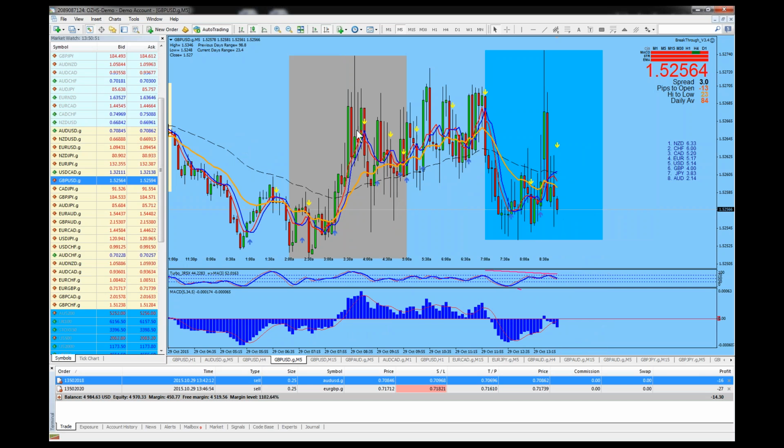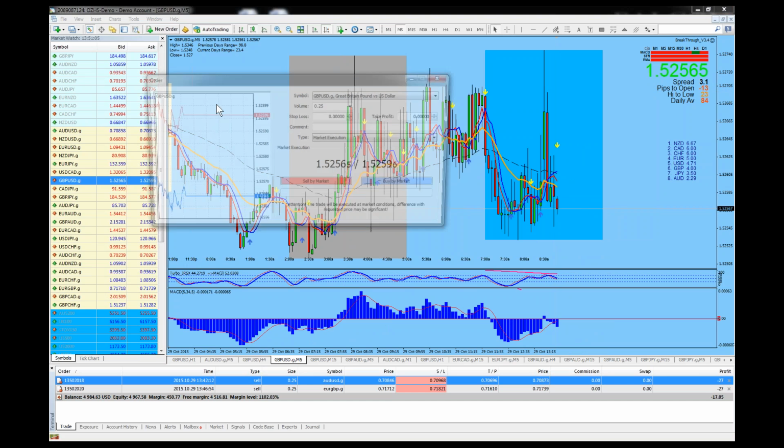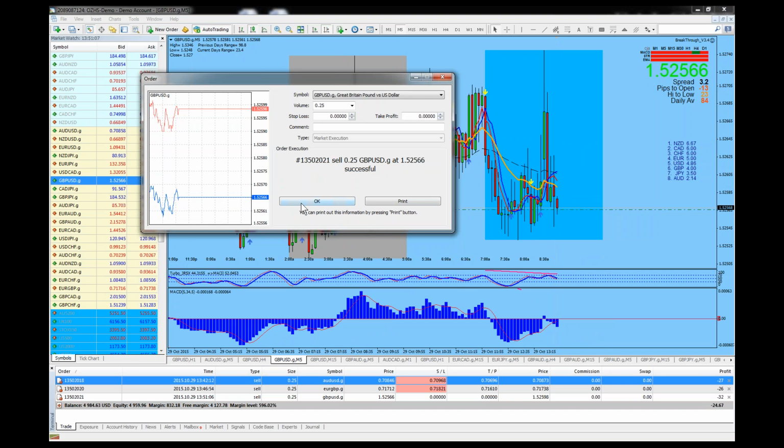What kind of battle went on last night? Yeah. Look at that. Holy cow. That was a slugfest. But we do have a potential short. We're less than 5 pips away, and we've got a 3-pip spread, so I'm going to take that short.